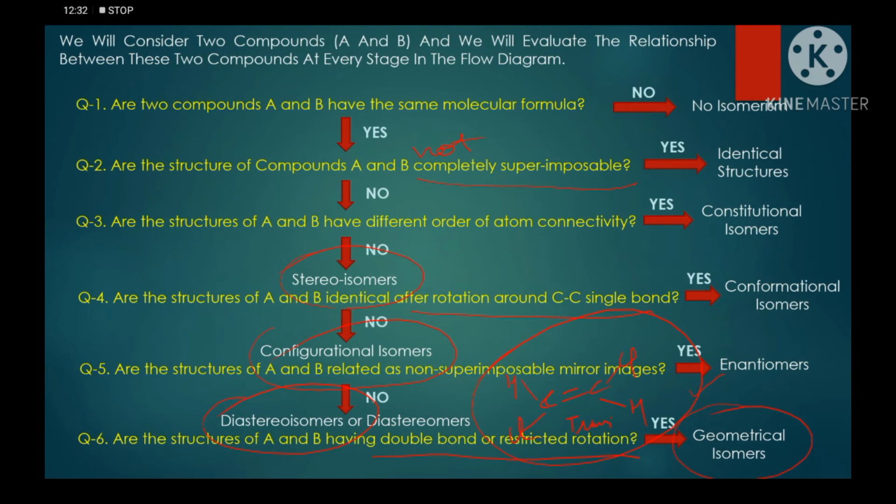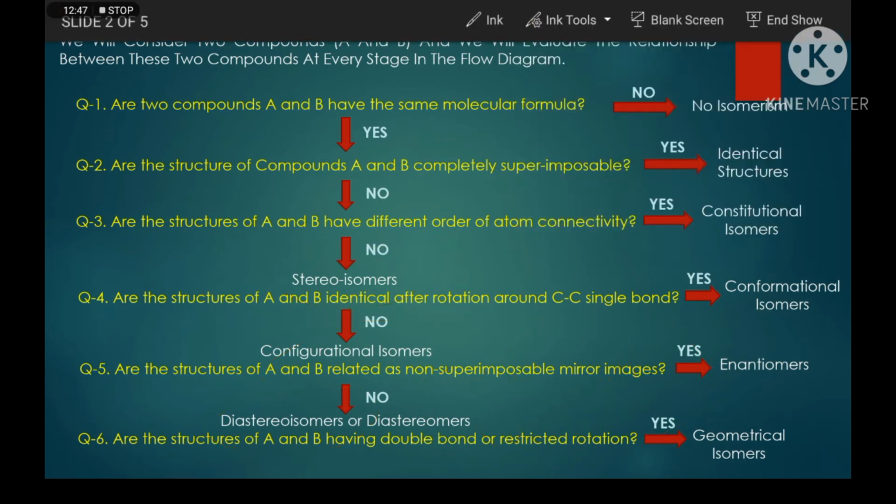Stereoisomers can be of two types: geometrical isomers and optical isomers. That depends on the optical activity of the isomers. I will cover that topic in a separate video. So right now I have covered all these isomerism.